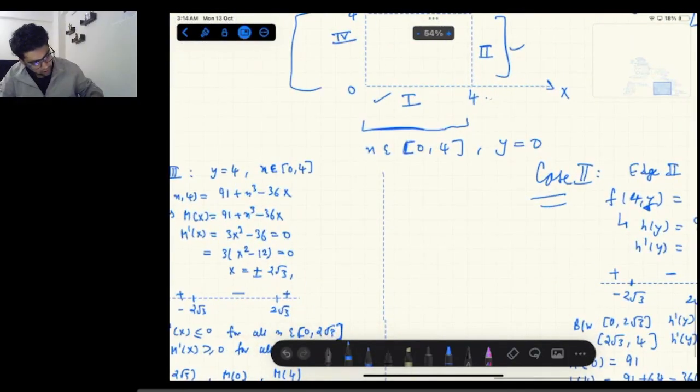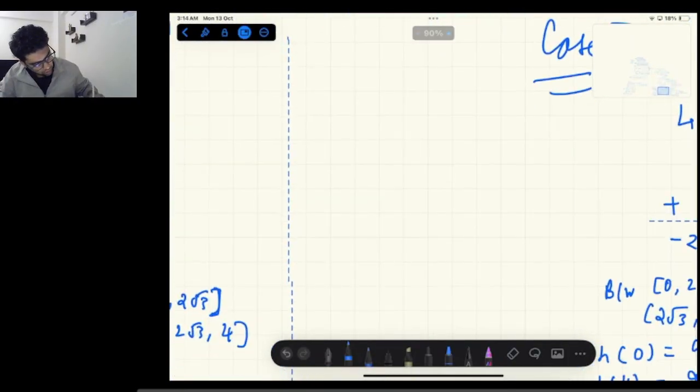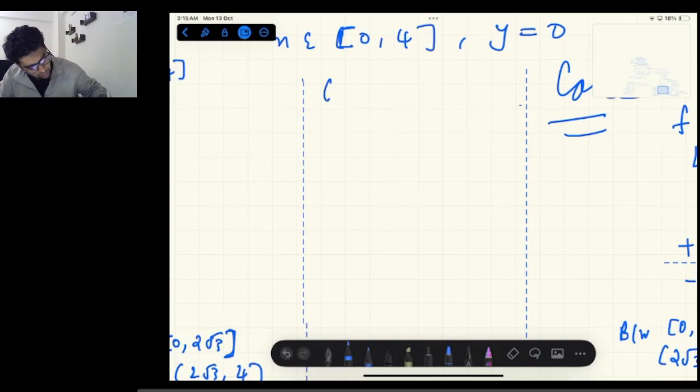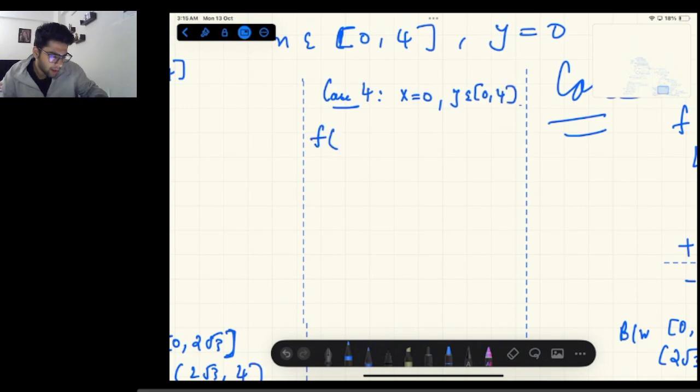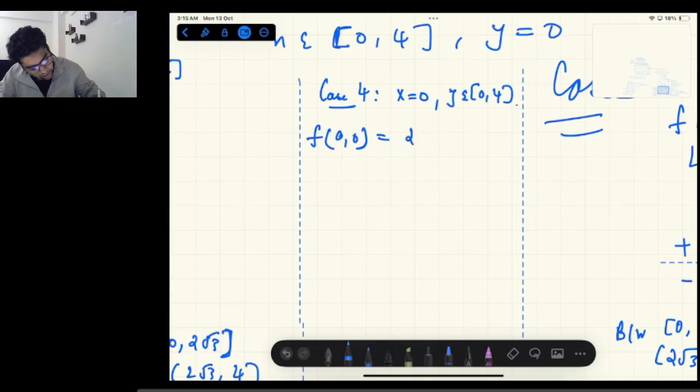If I just write here case 4, so if I just use a dotted line here, my case 4 will become x is 0, y belongs to 0 comma 4, and in the end I would have value as 0 comma 0 is equal to what? 0 comma 0 gives me 27, right? So 27 and f of 0 comma 4 will give me 91. So these will be my values.